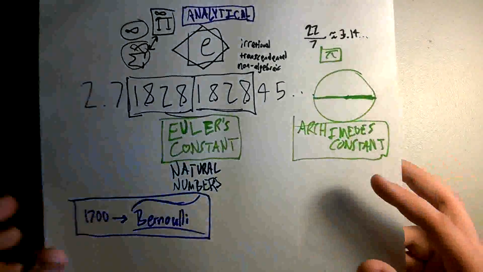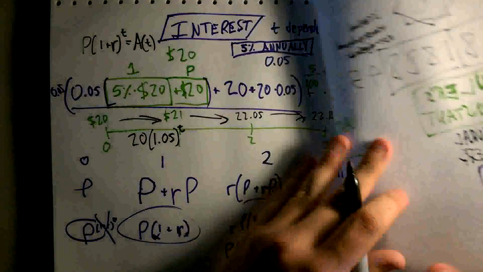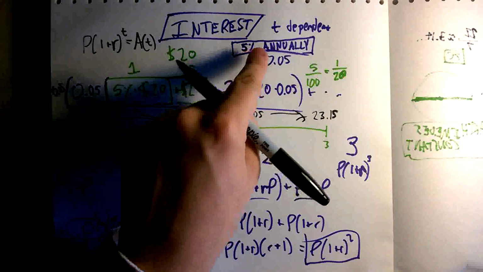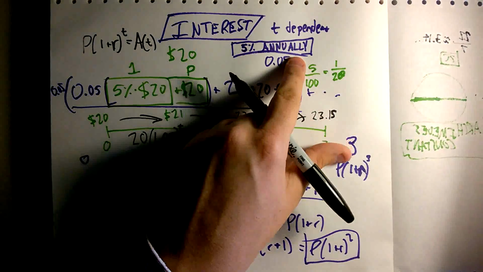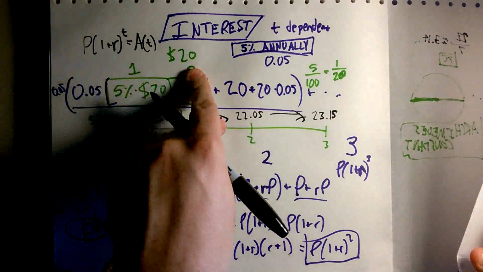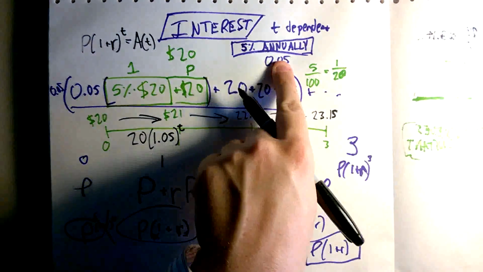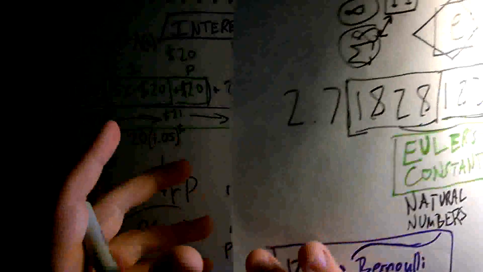All right, so let's go to what Bernoulli did. He asked the question, when we had, let's say this scenario, what happens if I did this over smaller amounts of times? Instead of doing 5% annually, why don't I do 2.5% semi-annually, so twice a year? Because if I do 2.5 twice, I get 5. Turns out you get a slightly different result. In fact, a slightly higher result. But let's look at this.